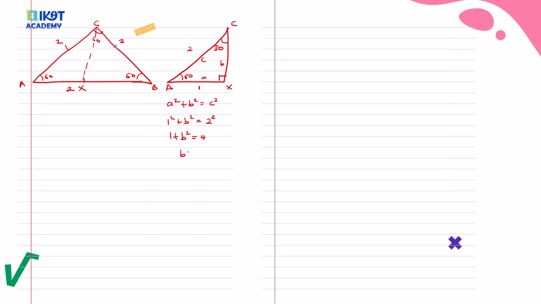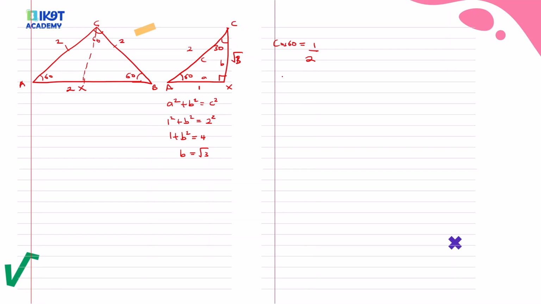So B is equal to the square root of 3. Now from SOHCAHTOA, you can say this angle is 60. So the cos of 60 is adjacent out of hypotenuse. It's a half. Let's confirm with a calculator. Cos of 60, yes, is a half.